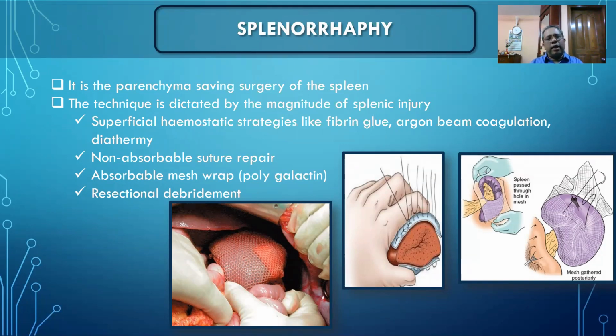And resectional debridement: if it is a multiple shattered spleen, you can resect, identify the pedicle and ligate it, and then resectional debridement is done. So these are about splenorrhaphy. Look, here the spleen has had a partial splenectomy. The cut end has some soft gelatin material interposed there, otherwise the thread can cut the splenic tissue. So interpose some tissue there. So these are about splenorrhaphy.